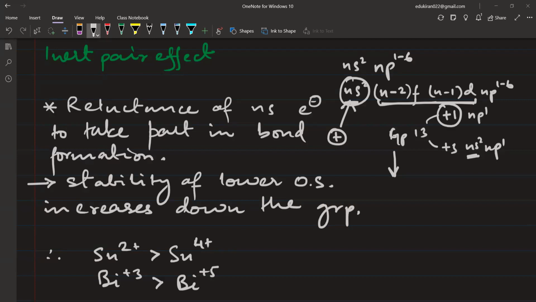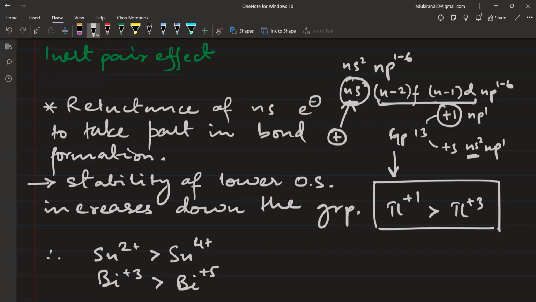तो वही अगर हम बात करें, for example, let us take thallium. ठीक है, तो thallium का +1 जो होगा, this will be more stable than thallium +3. Why? Because of inert pair effect. Is this understood? Yes or no? Please tell me, guys. Inert pair effect समझ में आया आपको?